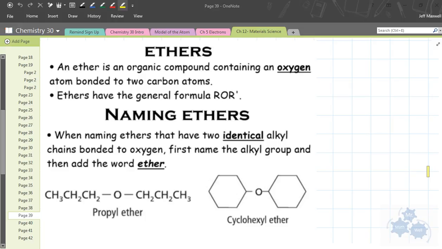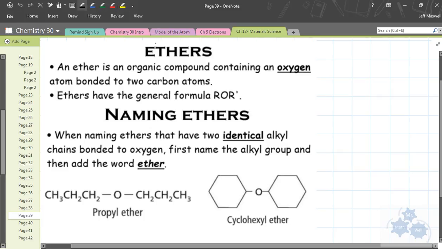Alright, so this lesson today is on another functional group called ethers. This is not "eethers", this is "ethers", with a long E, and the stress is on the first syllable. An ether is an organic compound containing an oxygen atom bonded to two carbon atoms. That should be underlined as well. Oxygen and two carbons. So you look down here at these examples, okay?